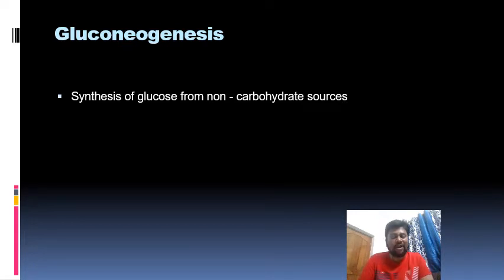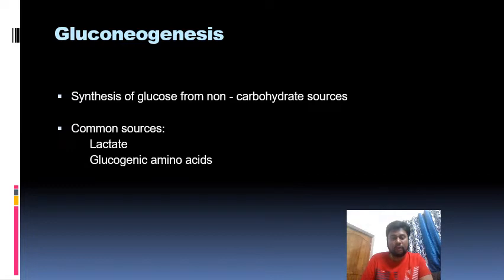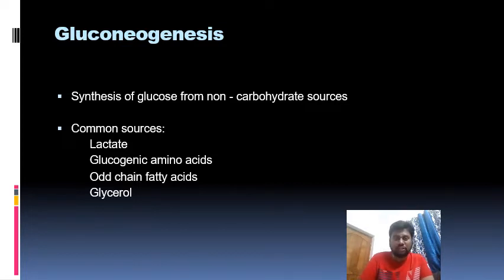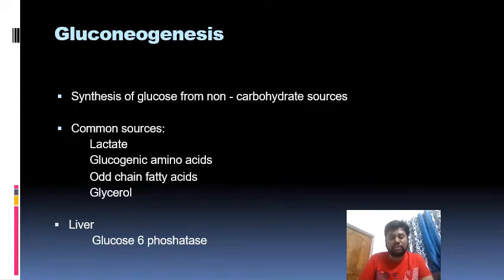The major non-carbohydrate sources which can be used for glucose synthesis are lactate, glucogenic amino acids, odd chain fatty acids, and glycerol. So these are the major 4 non-carbohydrate sources from which glucose can be synthesized, and this process is called gluconeogenesis. This process takes place mainly in the liver. Why only in the liver? One of the key enzymes of this pathway, glucose 6-phosphatase, is present only in the liver. That is the reason gluconeogenesis takes place mainly in the liver.